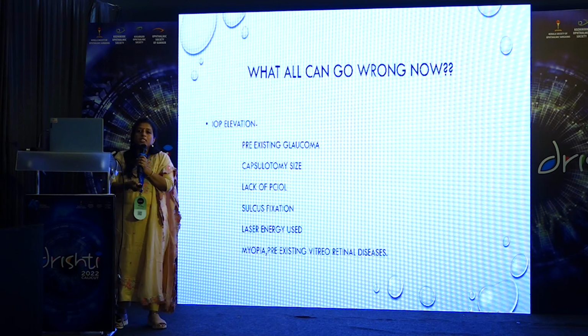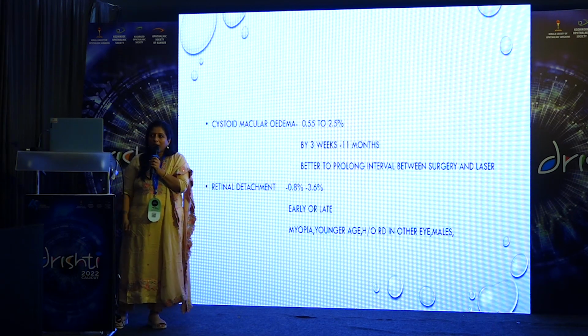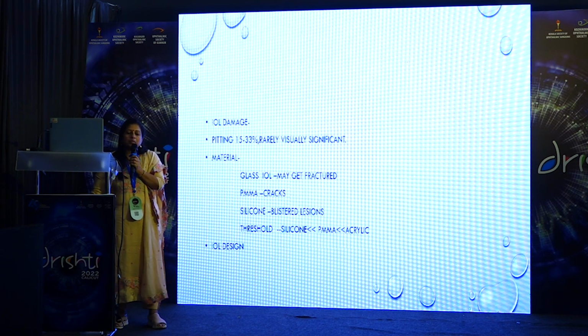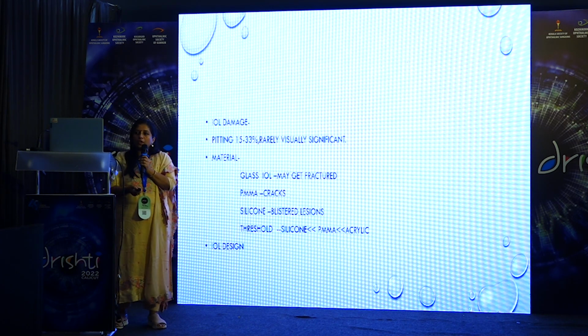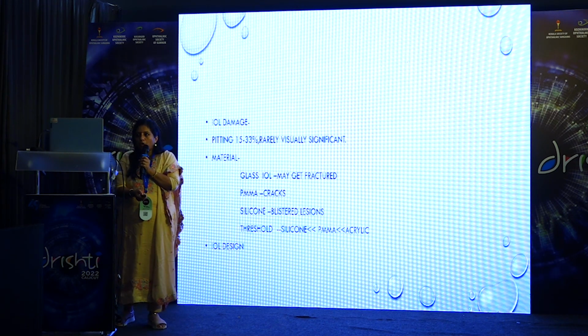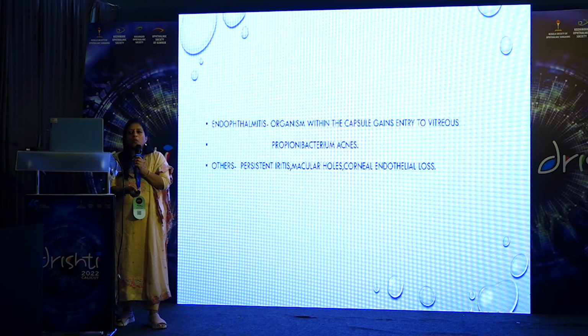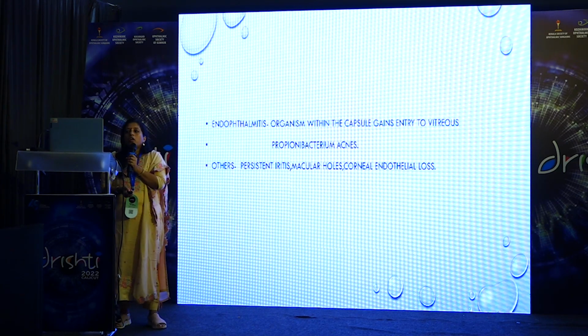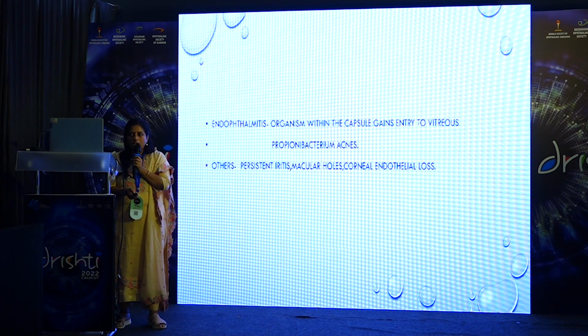What all can go wrong is an IOP elevation or cystoid macular edema. In high-risk patients like myopes and those with pre-existing vitreoretinal problems, they can even develop a retinal detachment. Sometimes there can be incidents of endophthalmitis. Then there can be IOL pitting, as already mentioned before, and other complications like persistent iritis, macular hole, or sometimes even corneal endothelial cell loss.